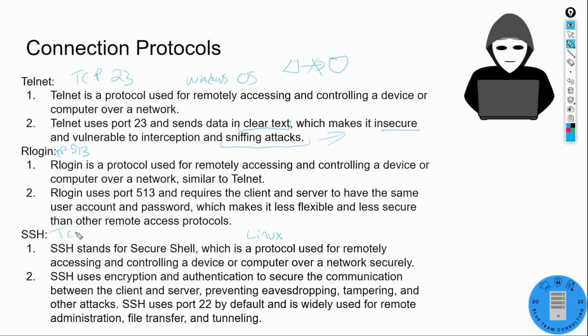SSH, we're using TCP port 22, and it stands for Secure Shell. It's a protocol used for remotely accessing and controlling devices, again, over a computer or network securely. So some of the big differences here, Telnet is insecure, sending data in clear text. With SSH, the data is sent over securely, and it will be protected, using encryption and authentication to secure those communications between the client and server, and it won't allow someone to be sniffing on the network to eavesdrop or view the data within your packets.